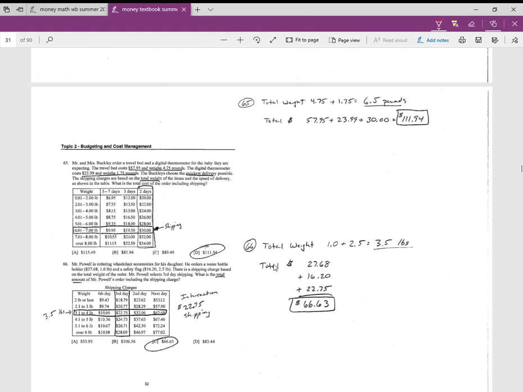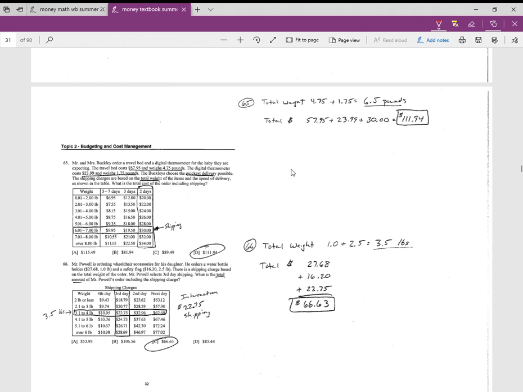It says they order a travel bed and a digital thermometer for the baby they are expecting. The travel bed costs $57.95 and weighs 4.75 pounds. The digital thermometer costs $23.99 and weighs 1.75 pounds. They choose the quickest delivery possible. Okay, that's going to be important. The shipping charges are based on total weight, so I underline that, of the items and speed of delivery. So the cost isn't going to matter for the shipping part of this, and that's shown in this table. What is the total cost of the order, including shipping?